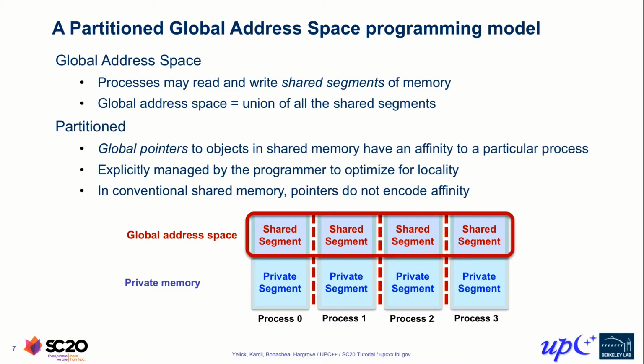So this gives you something that looks a little bit like a shared memory programming environment, like you might see with something like OpenMP or POSIX threads on shared memory or multi-core hardware, but it's actually different in the sense that the pointers in this case, these global pointers, are going to encode the affinity information of where the object that pointer points to is, what process it has affinity with. And that's going to be very important to allow programmers to optimize for locality and allow you to write scalable applications that can run on hundreds of thousands of processes.